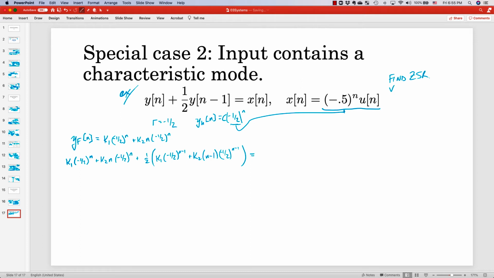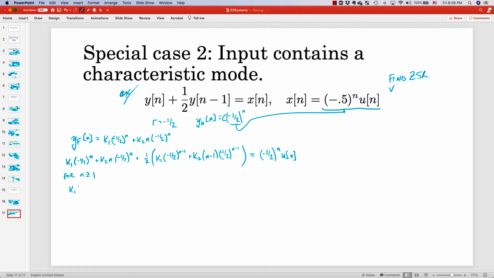And this we want to be equal to negative 1/2 to the n u of n. So for n greater than or equal to 1, all of the step functions have turned on, and so I really don't have to concern myself with them because they're all 1s. So for n greater than or equal to 1, I can rewrite this left side of the equation in a kind of peculiar form, but I hope you see where I'm going with this in a bit.